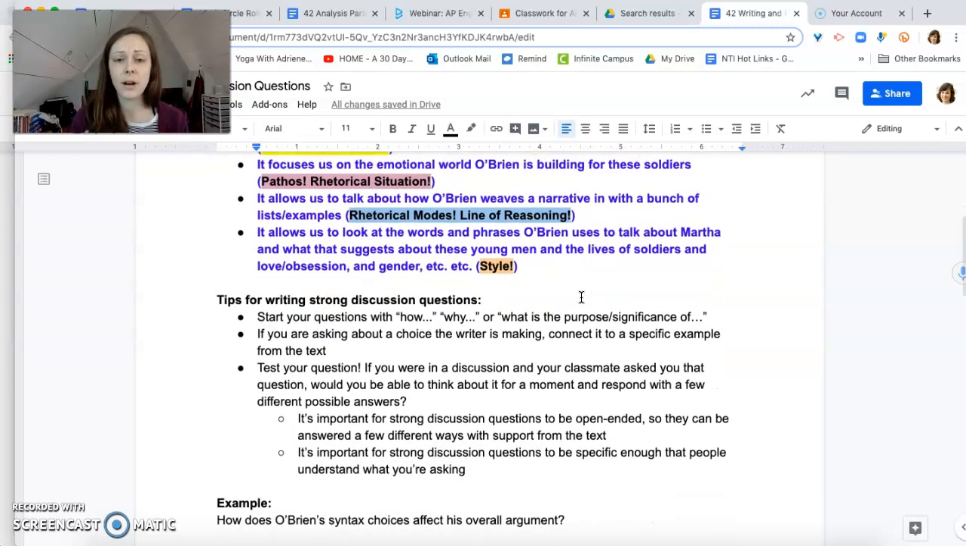It allows us to think about how we have these lists of things, just lists of things these men are carrying. So exemplification, it's a rhetorical mode. But then suddenly we have these narratives about Martha and playing volleyball and holding hands and whether he's going to put his hand on her knee. So that's kind of that line of reasoning piece, like why do we have this weaved in story of Martha and what effect does that have?